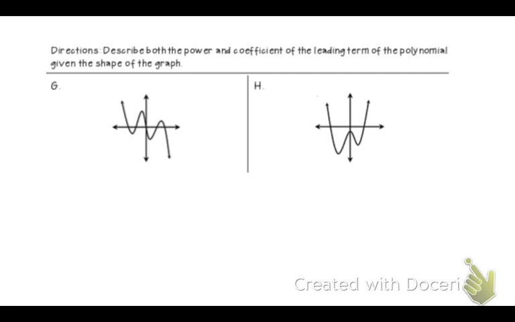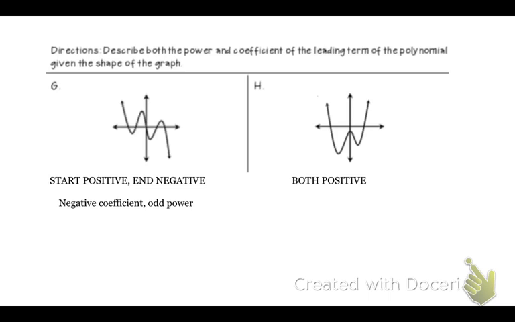Okay, so now we just need to describe the power and coefficient given the shape of a graph. So this one starts positive and ends negative. That means that there's going to be a negative coefficient because it ended negative, and it's an odd power because they're opposite. This one, they're both positive, which means it is a positive coefficient and an even power because they're both going the same way.